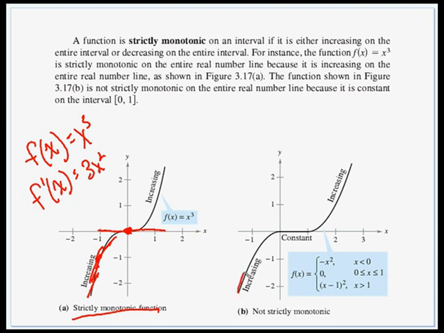So we are increasing up until the origin, and then we have a flat stretch, a constant function from 0 to 1, and then we do begin increasing again. This is not monotonic because of this flat stretch between 0 and 1, as defined by the piecewise function.